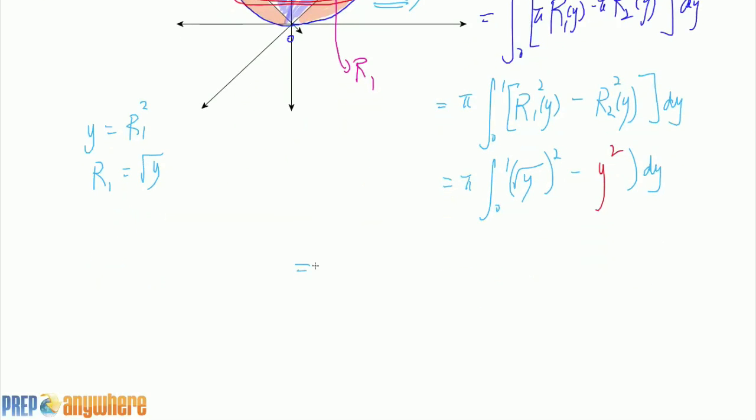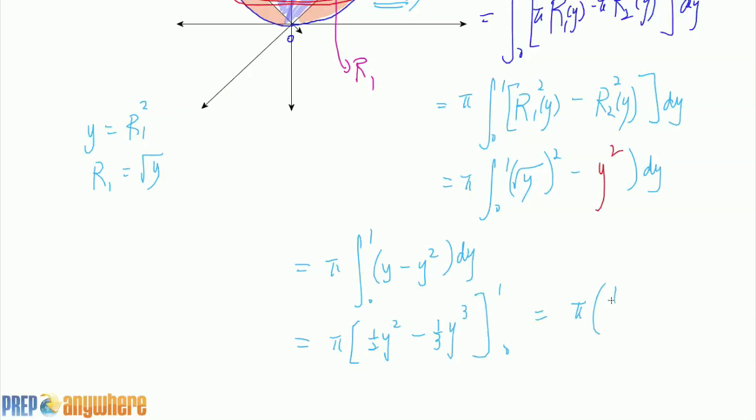Once it's set up, it's not that bad, right? 0 to 1, that's y minus y squared. So that's pi. Integration, we're going to get a half of y squared minus a third of y cubed, from 1 to 0. So that's pi times half minus a third. That's pi over 6.